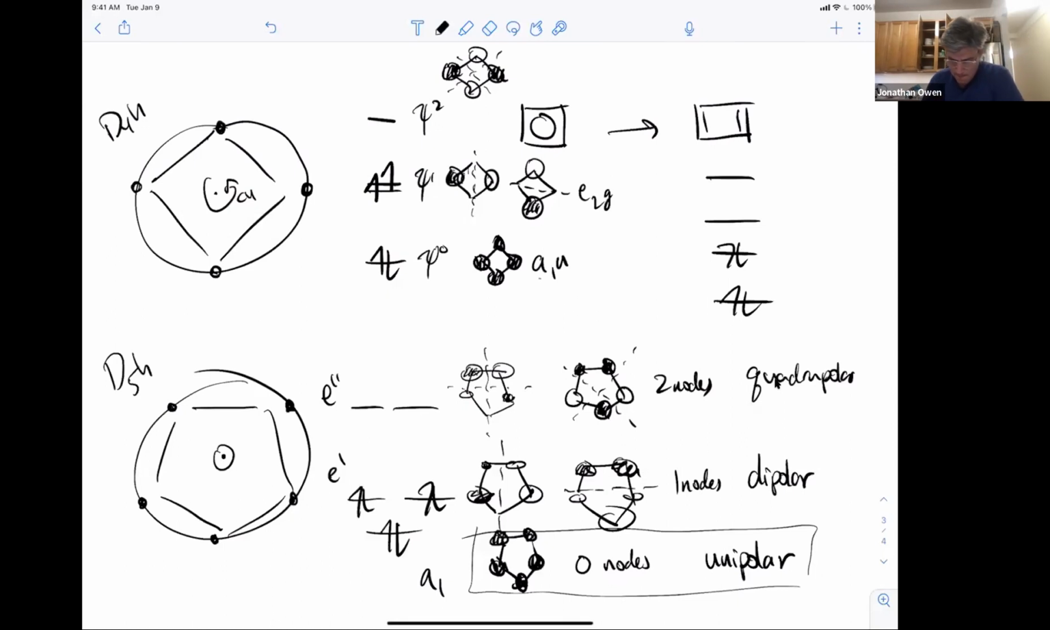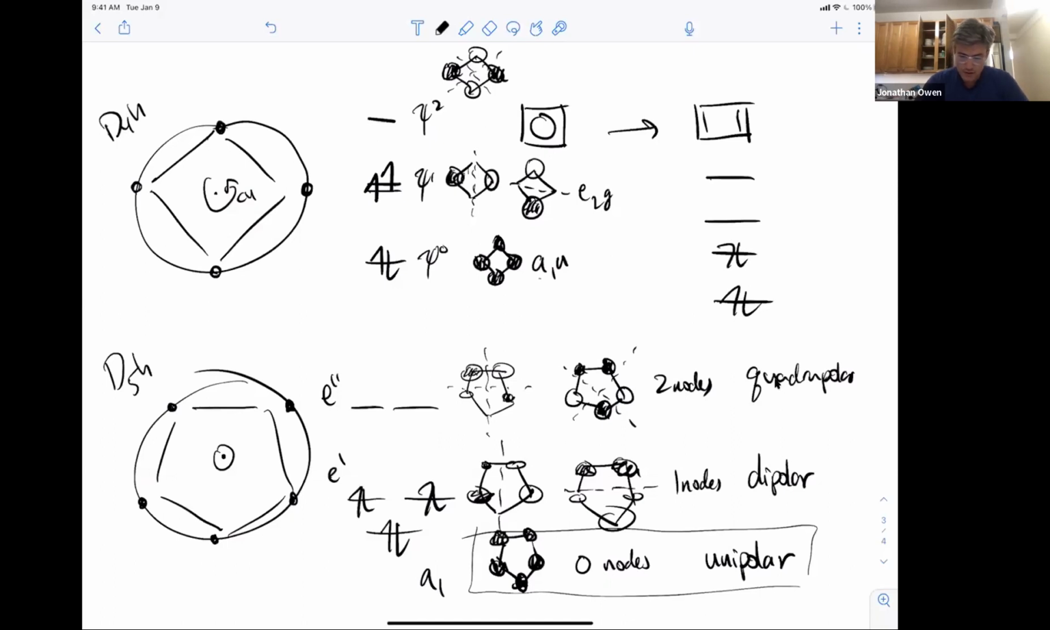G. Because these are symmetric with respect to inversion, right? Minus on top right becomes plus on bottom left. No. Yeah, sorry, minus on top right becomes minus on bottom left. So that's a G. And it's a 2 because a plane of reflection where the node is gives you a -1. So I would guess that's E2G.